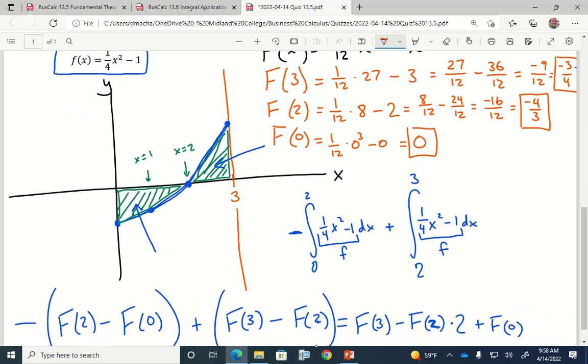So down here, capital F of 3 was negative 3/4 minus 2 times capital F of 2. Well, capital F of 2 is negative 4/3 plus 0. That 2 times 4 over 3 would be 8/3. So this is going to be 8/3 minus 3/4. Final answer.